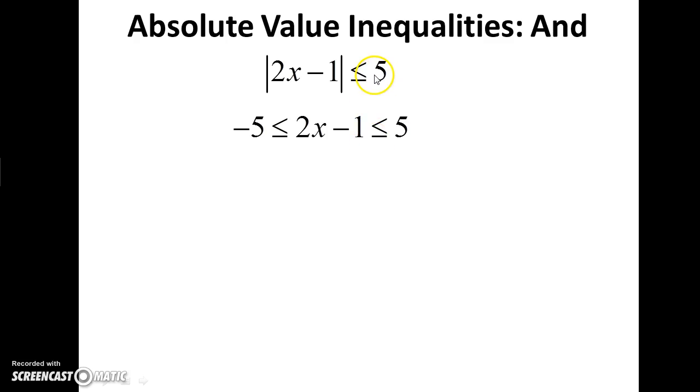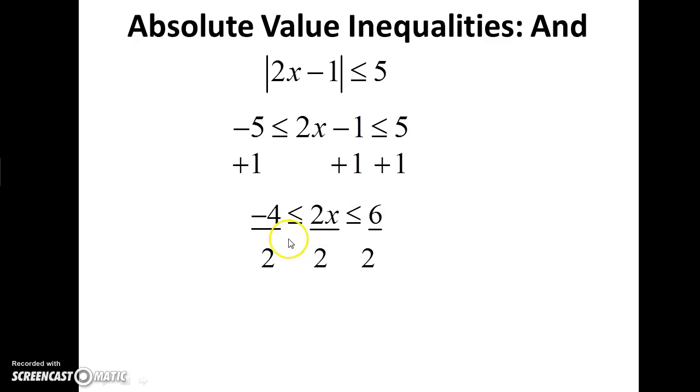Then the number that is on the end gets placed on the end of either side, and on the left-hand side, we always make it negative. To solve this, we now solve this as if it was a regular compound inequality. To do this, we add 1 to either side and then divide everything by 2. Our final answer then becomes x is greater than or equal to negative 2 or less than or equal to 3.